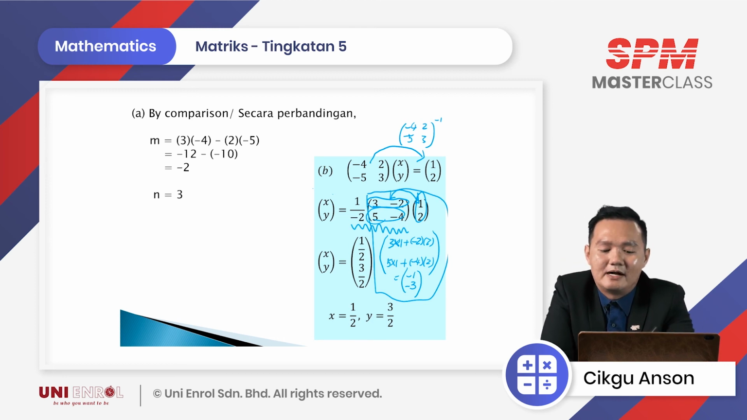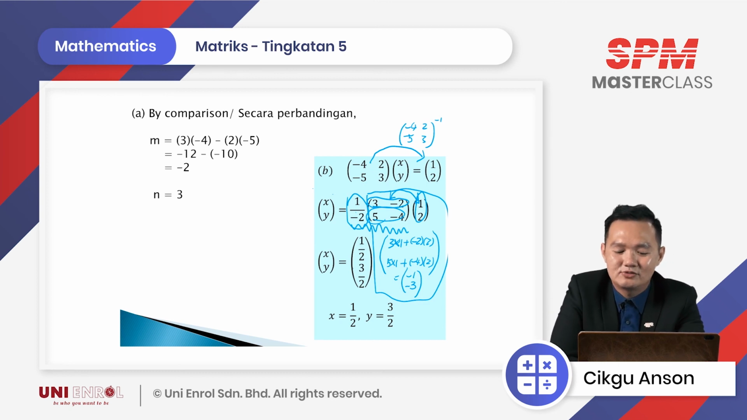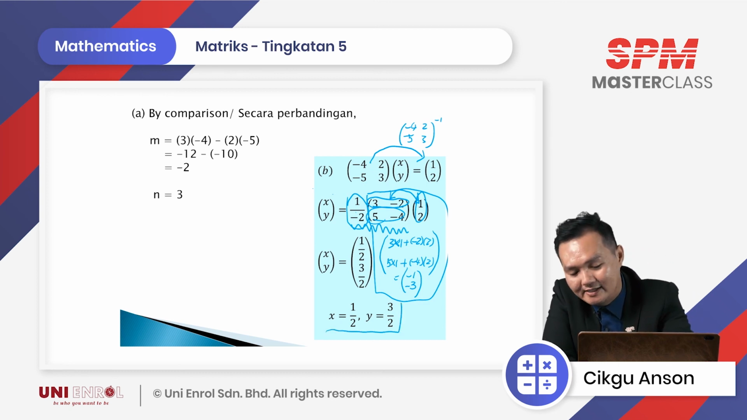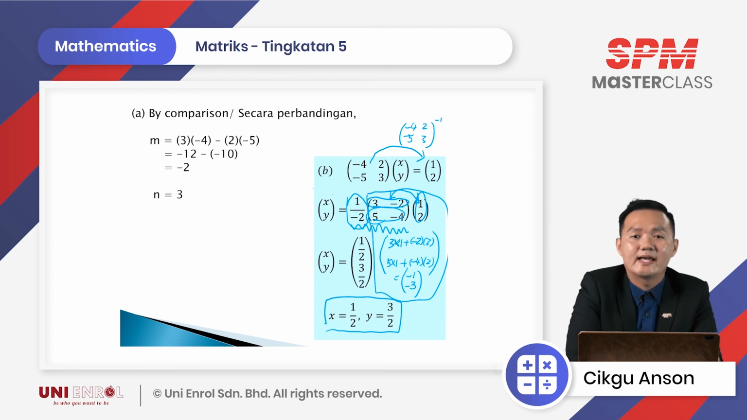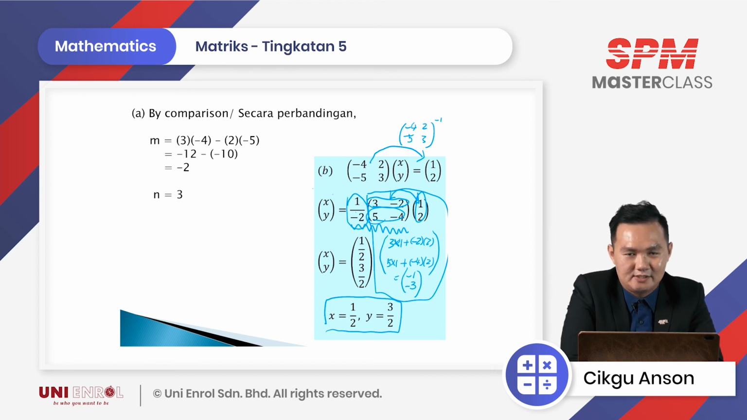What should I do? Multiply at the end with 1 over -2. That's right, your answer is 1 over -2 times -1, you get 1 over 2. And then 1 over -2 times -3, you get 3 over 2. So your answer xy equals 1 over 2, 3 over 2. And please write again in this form. What is your x? What is your y? So that's the way you solve the matrices equation, yeah?